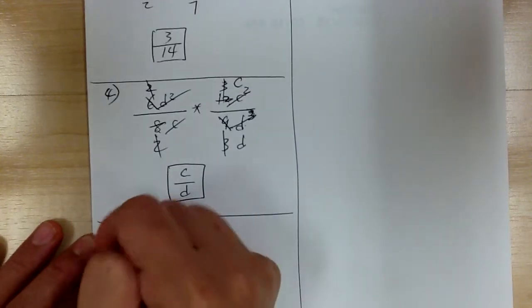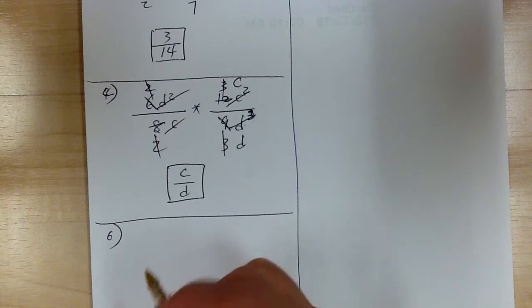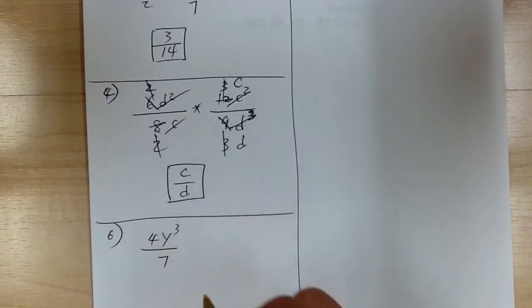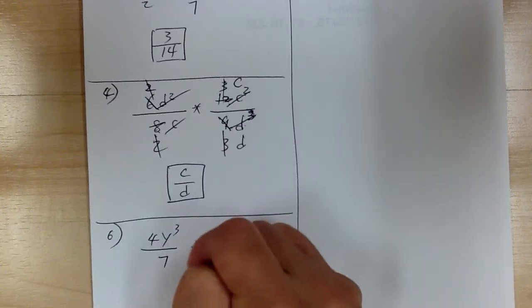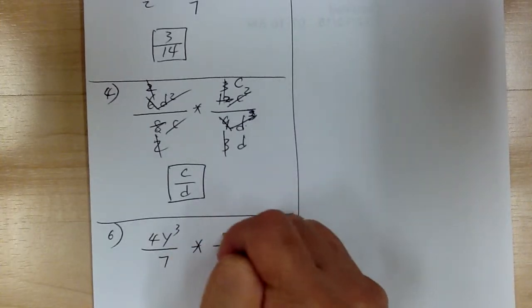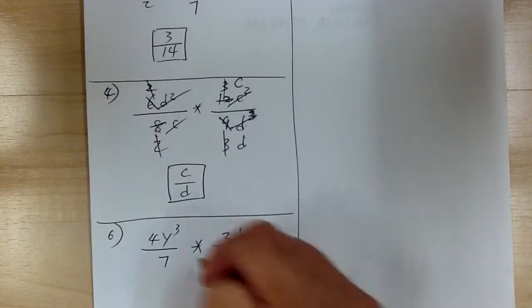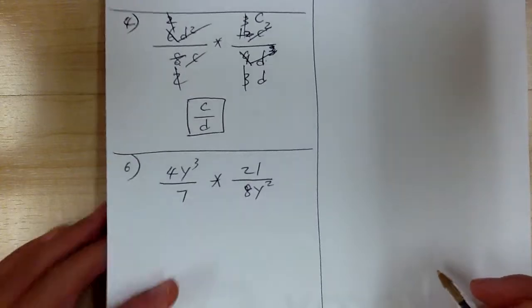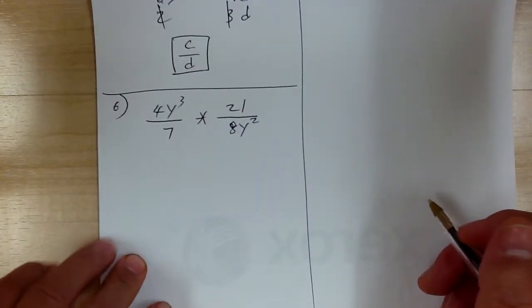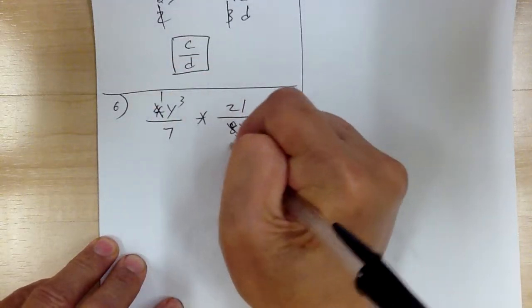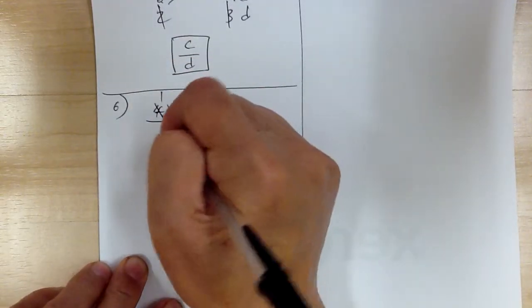Okay, let's go to number 6. So you got 4y to the 3 over 7. Now it's a division, so I'm going to convert into multiplication and flip it upside down. Okay, so that way you don't waste time. Now you can go and start to cancel things out. 4 and 8, so you divide by 4. 7 and 21, you can divide by 7.